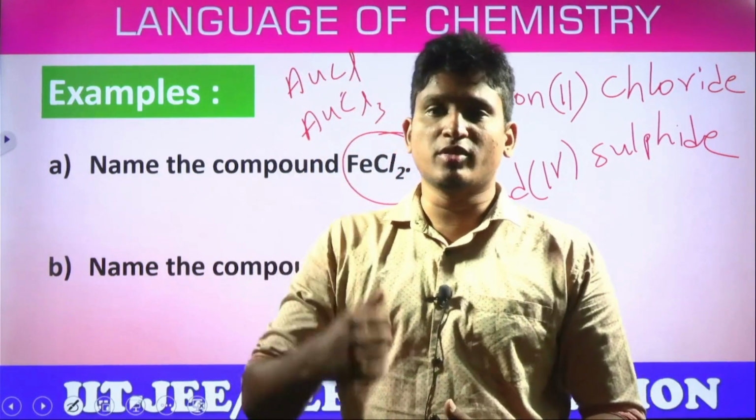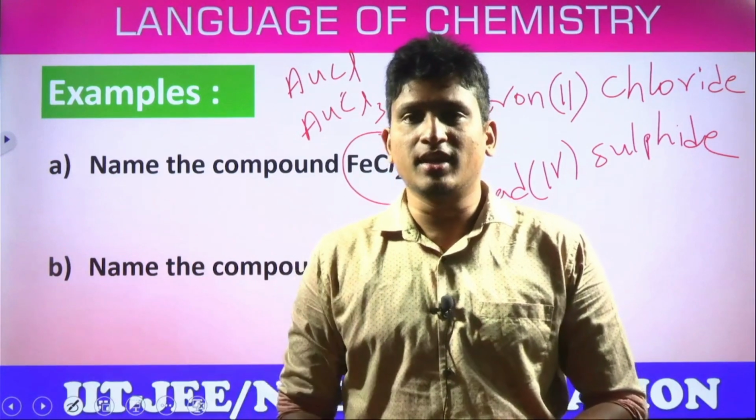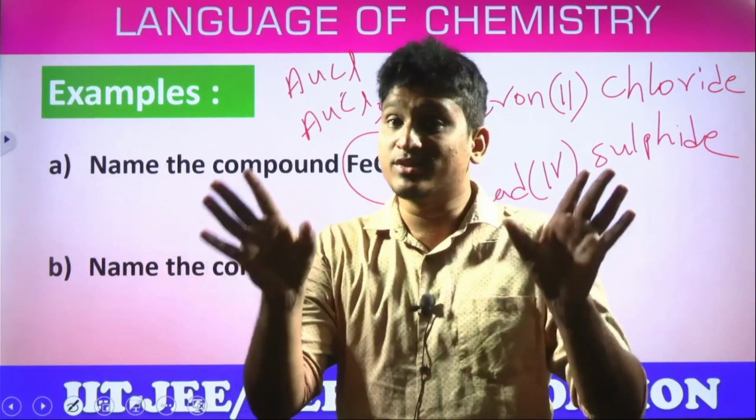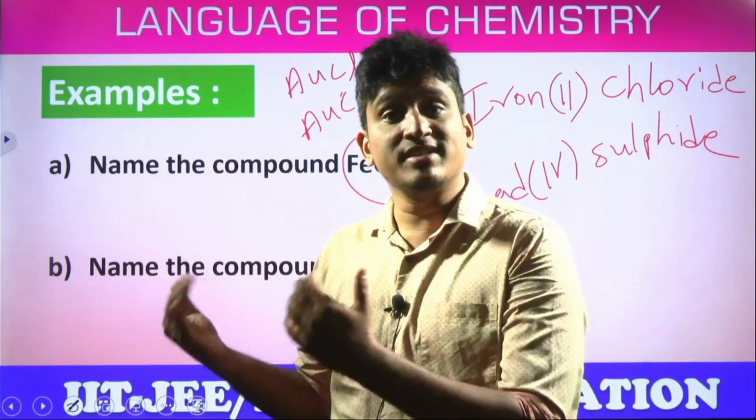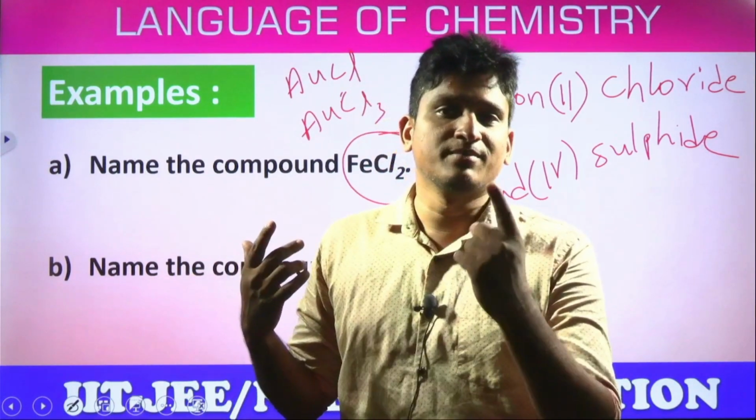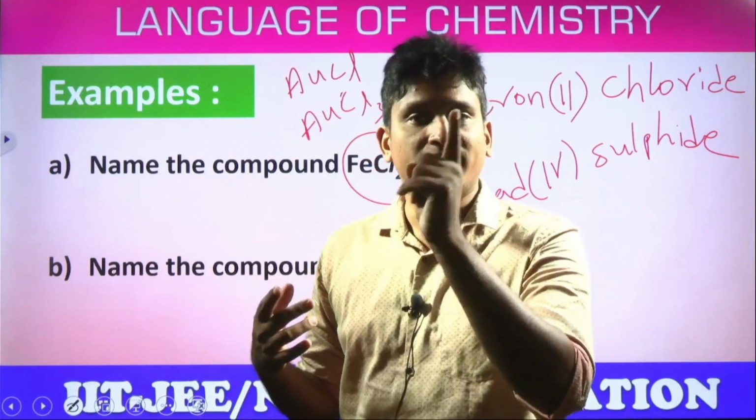We can say sodium chloride simply. Why? Because is there any other formula? Does sodium show variable valency? No, there is no problem in that case, in the case of the first type of binary compounds. Here, what is the case? These metals can show variable valencies. That's why we have to indicate the Roman numeral.